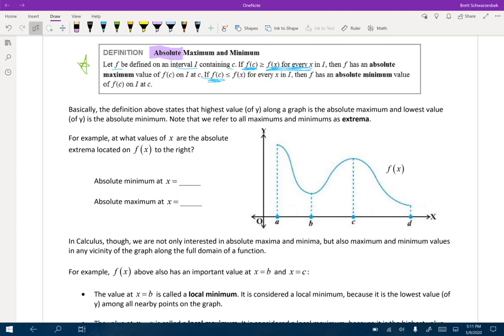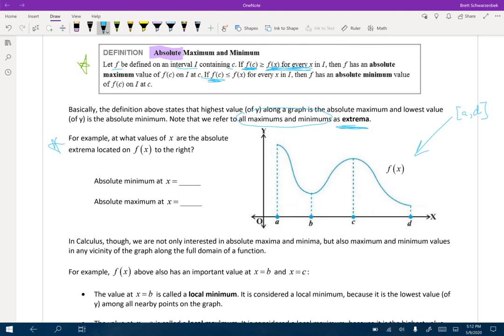Let's look at a really quick example. Let's say over here, this is your function. It looks polynomial in nature, but you can see that it's limited to only the interval a to d, I apologize, a to d. The question says, for example, what values of x are the absolute extrema located on the right? We use the term extrema to represent all maximums and minimums. It's just a fancy word to describe all of them in one bucket, so to speak.